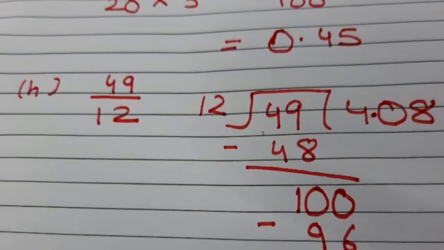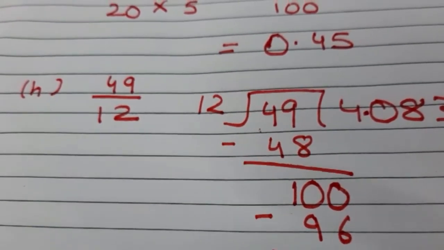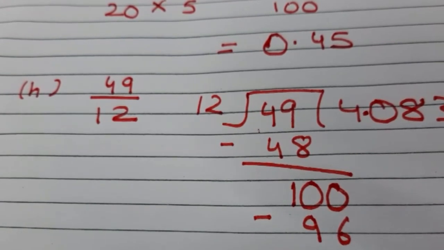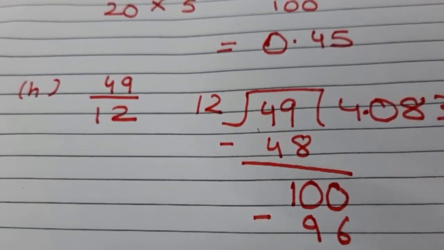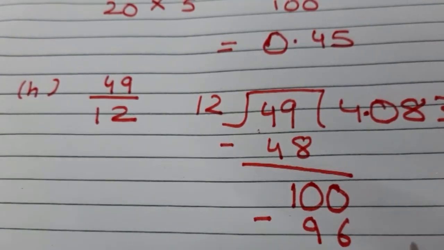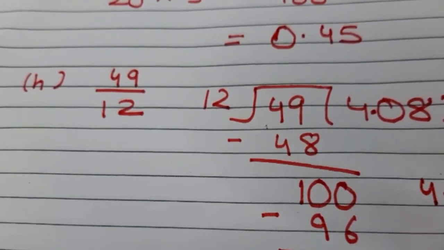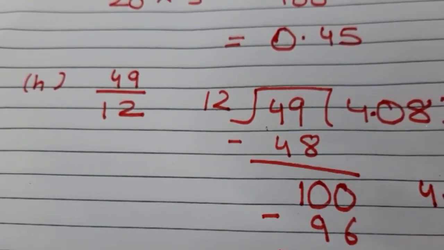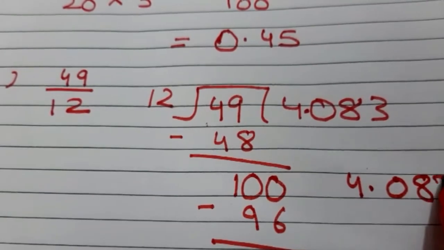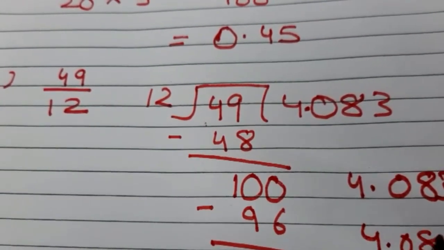See students, now this will keep on repeating. This number 3, it will keep on repeating. So it means it is non-terminating. So you can stop it here only. After 2 decimal places also you can stop, 2 or 3. 3 is more than enough. So my answer is 4.083, or you can stop it here also, 4.08.